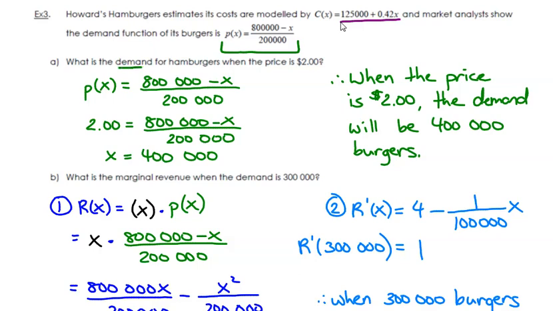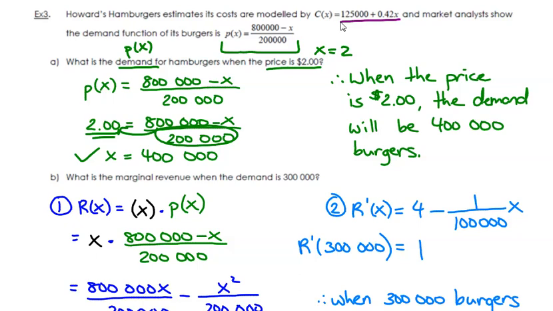So demand means what is my little p of x function, which I put in green before, when your x is 2. So I'm going to basically take my green function, set it equal to 2, and start to solve for x. That's pretty easy. You just take this guy, multiply it to the other side, bring the 800,000 over, and you get x is 400,000. So when the price is $2, the demand for the hamburgers is going to be 400,000 burgers.